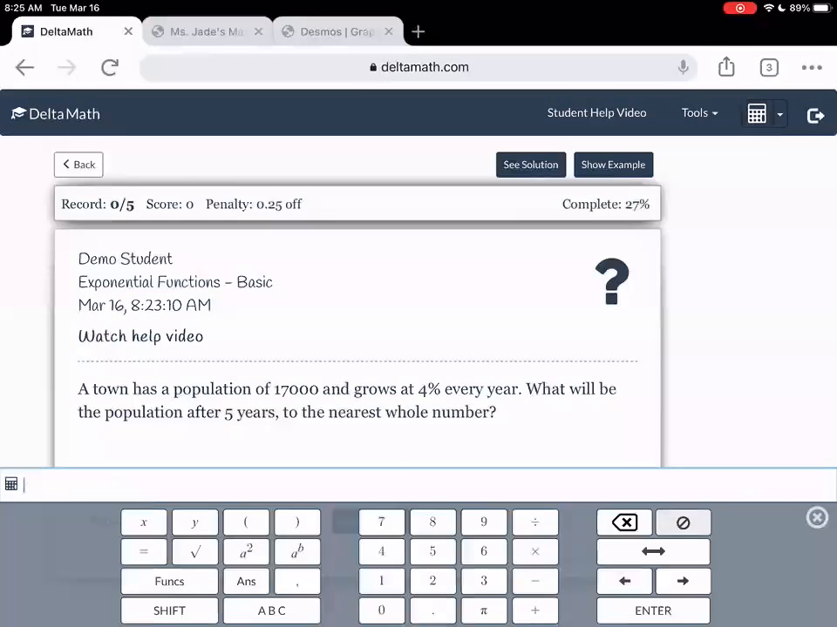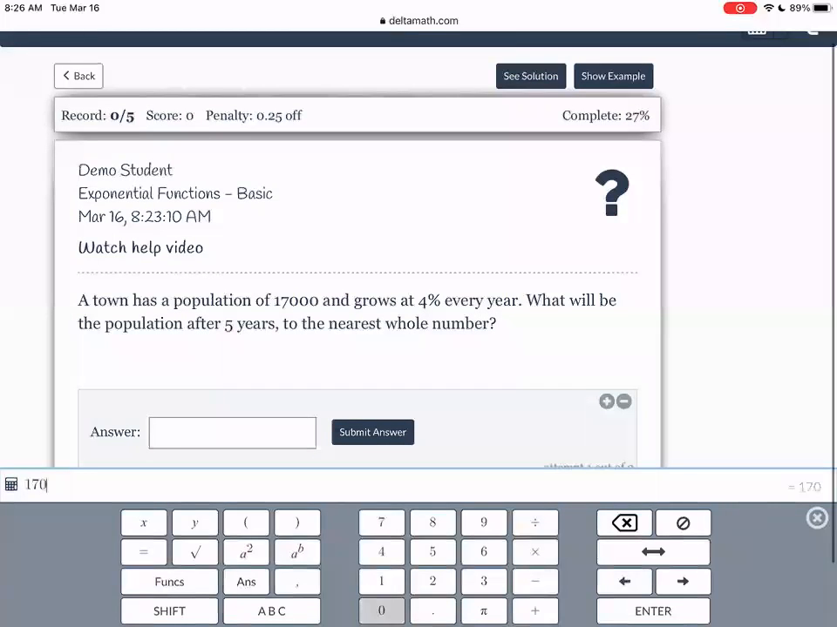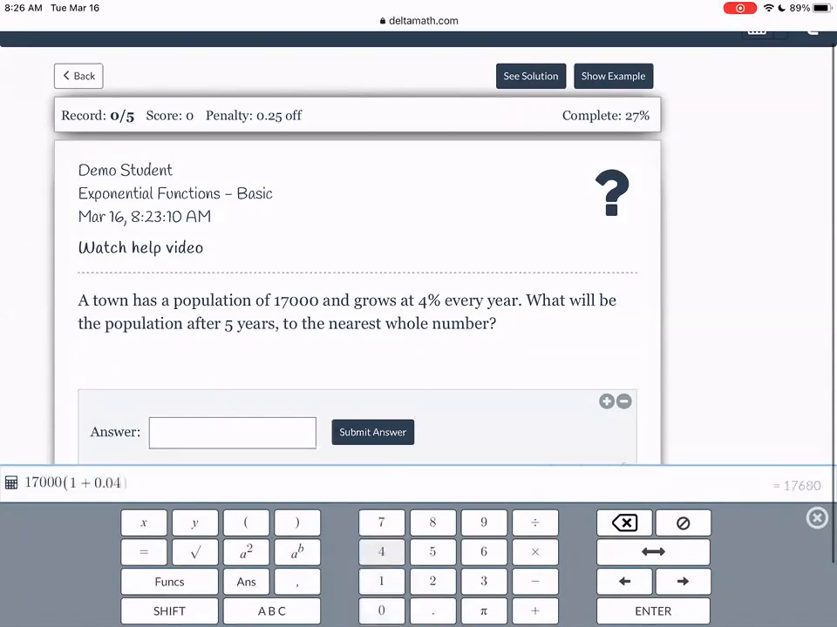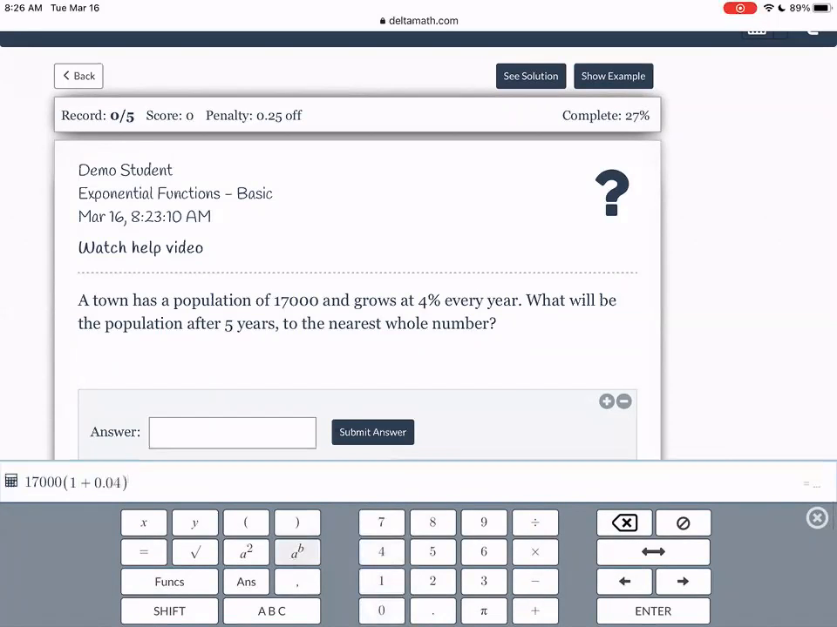So on our calculator, let's clear all that. We have 17,000, and then 1 plus 0.04 to the power of 5. And we want it rounded to the nearest whole number because we are talking about a population. And so that's number of people. You cannot have 0.5 of a person, okay? Otherwise, it's really morbid. Okay, 20,683. So this is our nearest whole number, and this is what we are typing it in as. And let's submit.